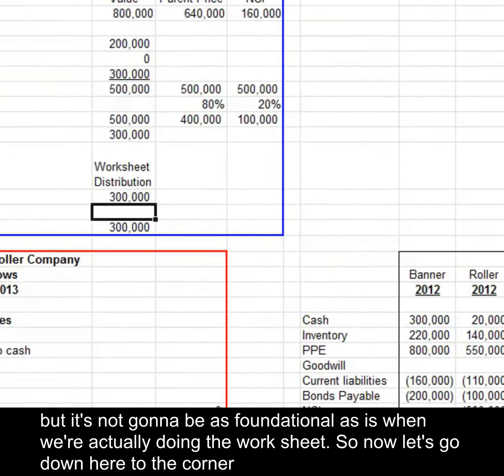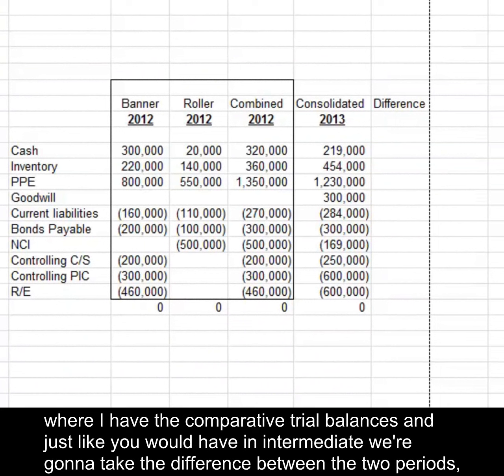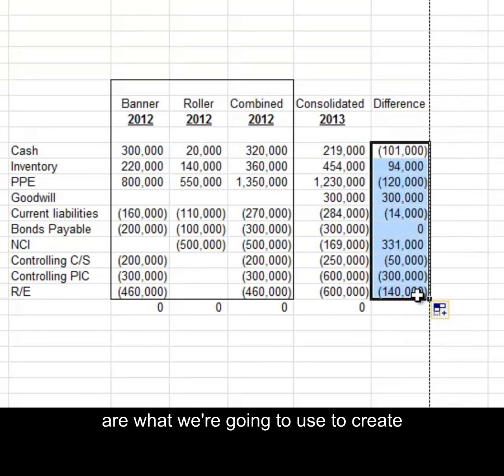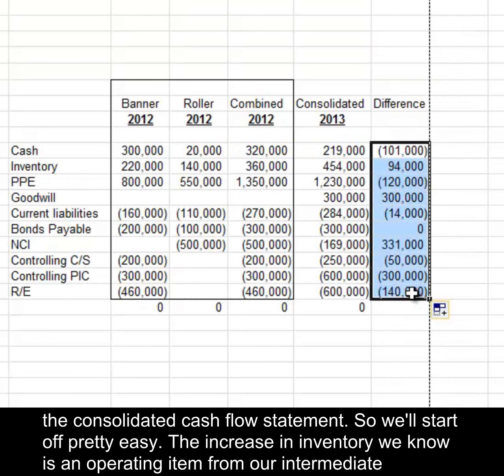So now let's go down here to the corner where I have the comparative trial balances. And just like you would have in intermediate, we're going to take the difference between the two periods. And those differences are what we're going to use to create the consolidated cash flow statement. So we'll start off pretty easy.